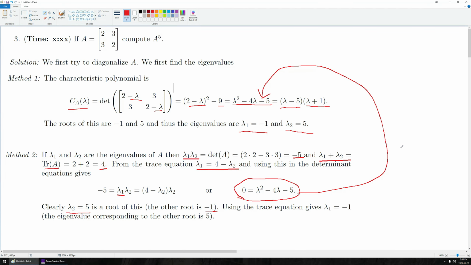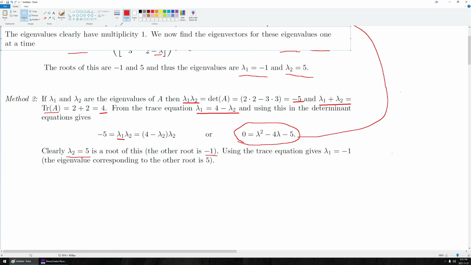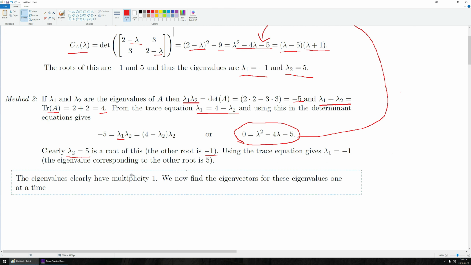So this just gives you a novel way of computing the eigenvalues if you so choose to use it. Okay, so in either case, it's pretty clear that these eigenvalues have multiplicity 1, namely they're only a root once from here, or namely there's two eigenvalues and I have at most two eigenvalues, therefore they can't have any other algebraic multiplicity.